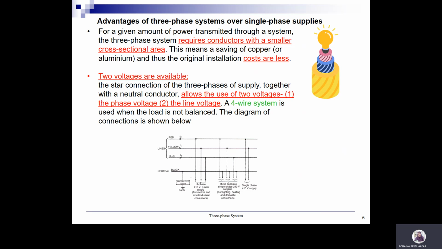So the first one, you can tap your supply at phase voltage, or you can also tap the supply at line voltage. A 4-wire system is used when the load is not balanced. So the diagram of connection is as follows. For example, if you want to tap at line voltage, you tap directly from red phase or yellow phase or blue phase. Also, you can tap at the phase voltage, where you tap between red and neutral, or yellow and neutral, or blue and neutral.